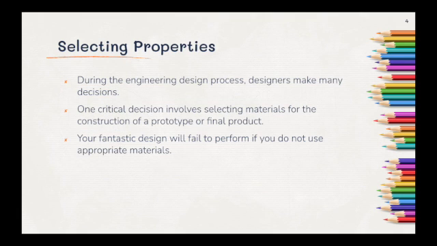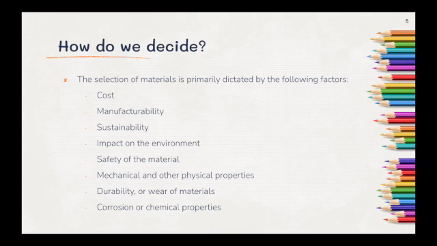During the design process, designers make many decisions. One critical decision involves selecting the materials for the construction of a prototype or final product. A fantastic design will fail to perform if the appropriate material is not selected. So how do we decide? The selection of materials is primarily dictated by the following factors: cost, manufacturability, sustainability, impact on the environment, safety of the material, mechanical and other physical properties, durability or wear of materials, and corrosion or chemical properties.